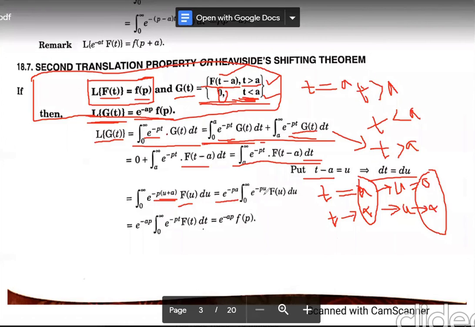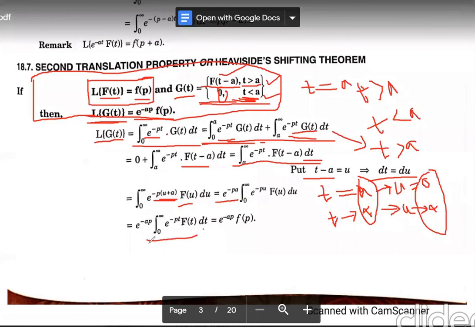minus pu f of u du. Then the properties of definite integral, if you remember, if you change the variable by another variable, the value of integration doesn't change. So if you change u by t, there will be no change. This is a property of definite integral. If you change one variable by another variable, the value of integration never changes. So what I have done, I have changed u to t, so it becomes e to the power minus ap into the integral 0 to infinity e to the power minus pt into f of t dt.